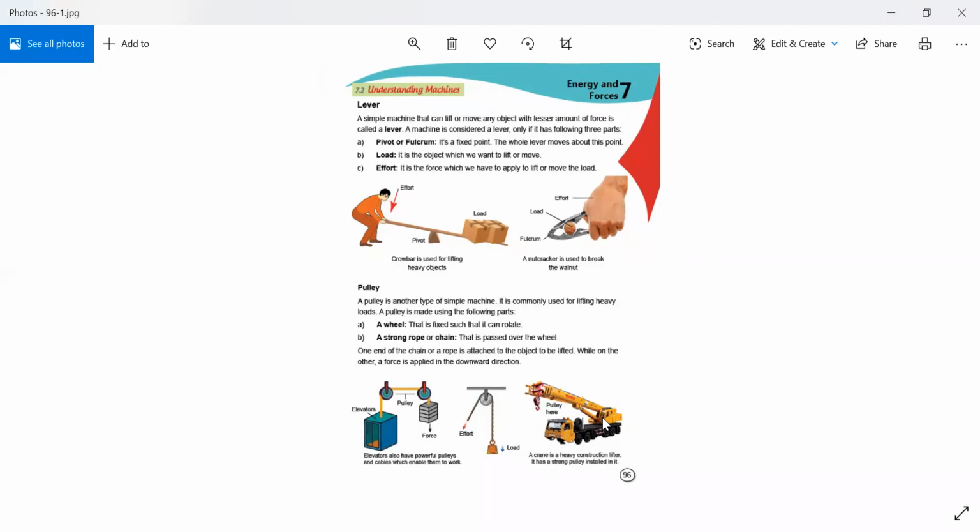And there must be a strong rope or chain. Why? To pass over the wheel, to get the load, okay? To take the load from one place and keep it on the other place.